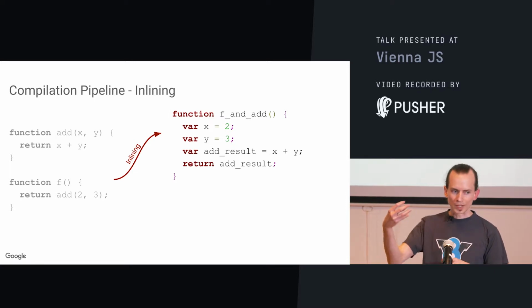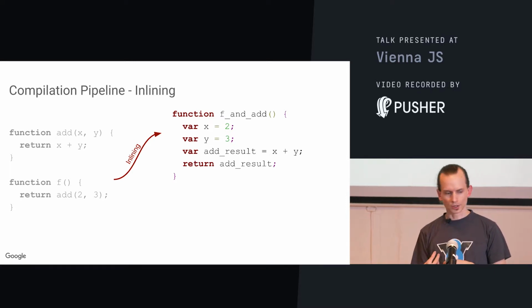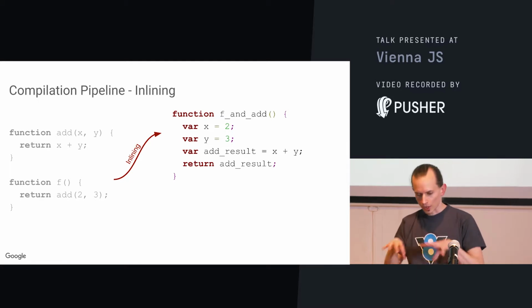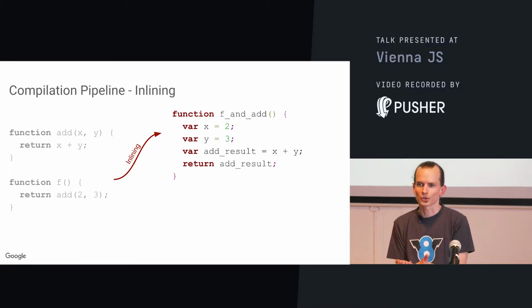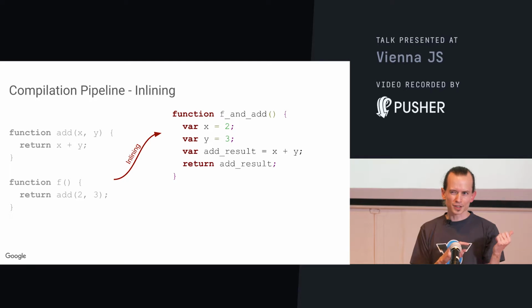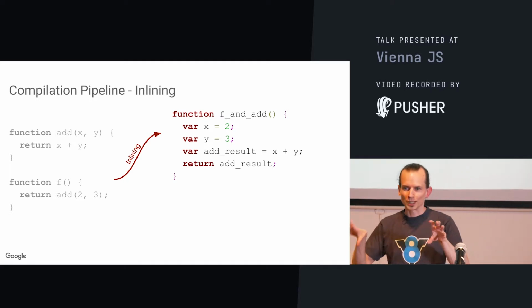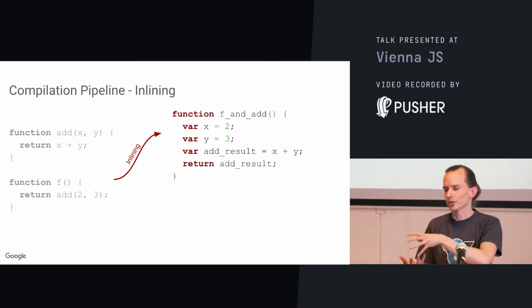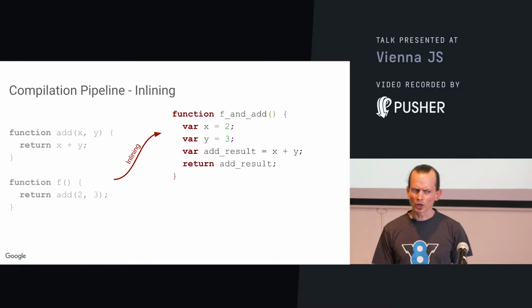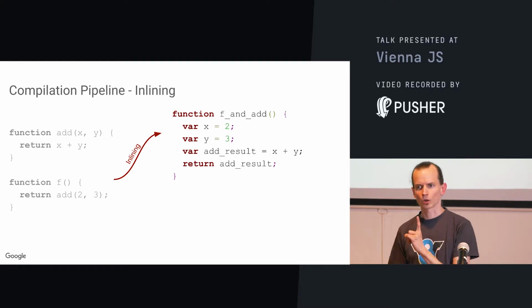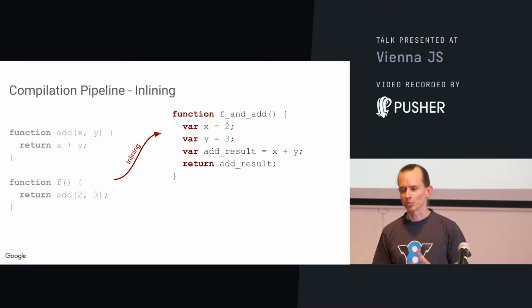So if we were to inline the addition function into the f function, we could look at two functions at once. Initially I said we look at one function at a time, but Turbofan can actually perform inlining. So there we can look at two functions or multiple functions at a time. All right, so far all we saved is one function call. That's not that big of a deal.